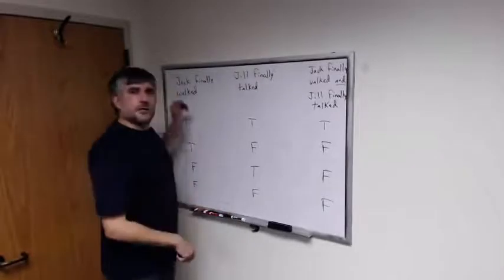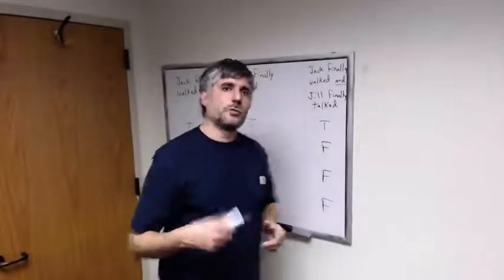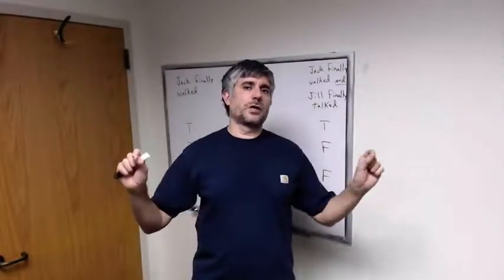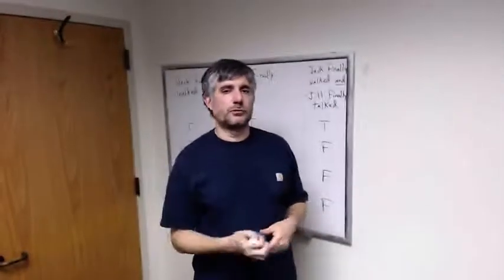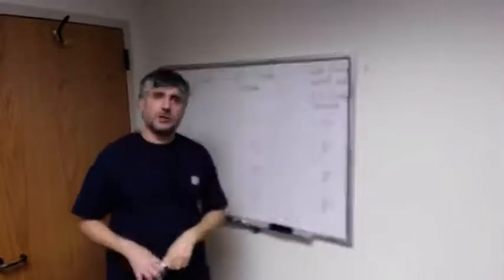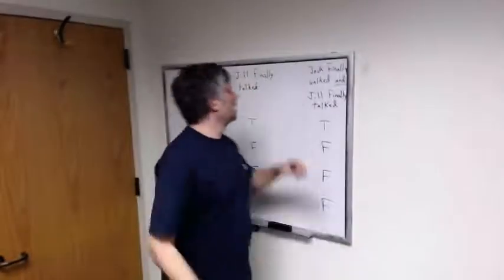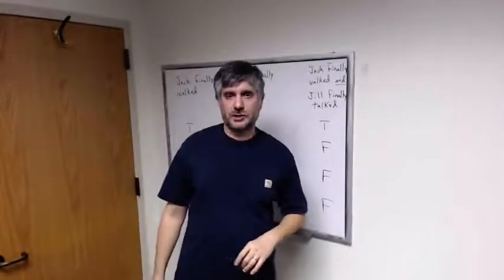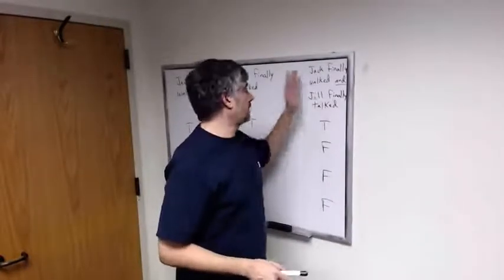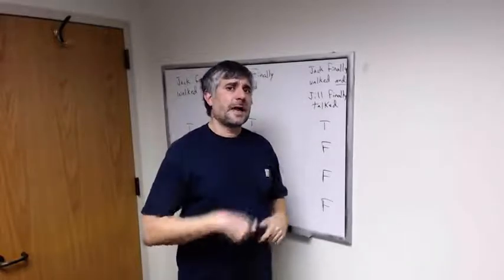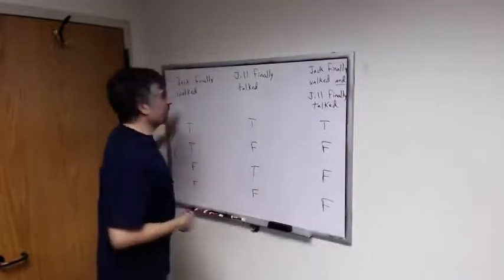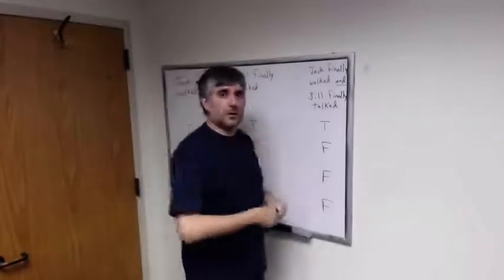Suppose instead of having Jack and Jill finally talked, we have Jack finally walked and Jill finally talked. So now we're connecting two different propositions using the truth functional connective and. There's Jack finally walked, there's Jill finally talked, and then we connect them up into Jack finally walked and Jill finally talked. Okay, now the truth of that resultant proposition, how does that depend on the truth or falsehood of the ingredient propositions, Jack finally walked and Jill finally talked?